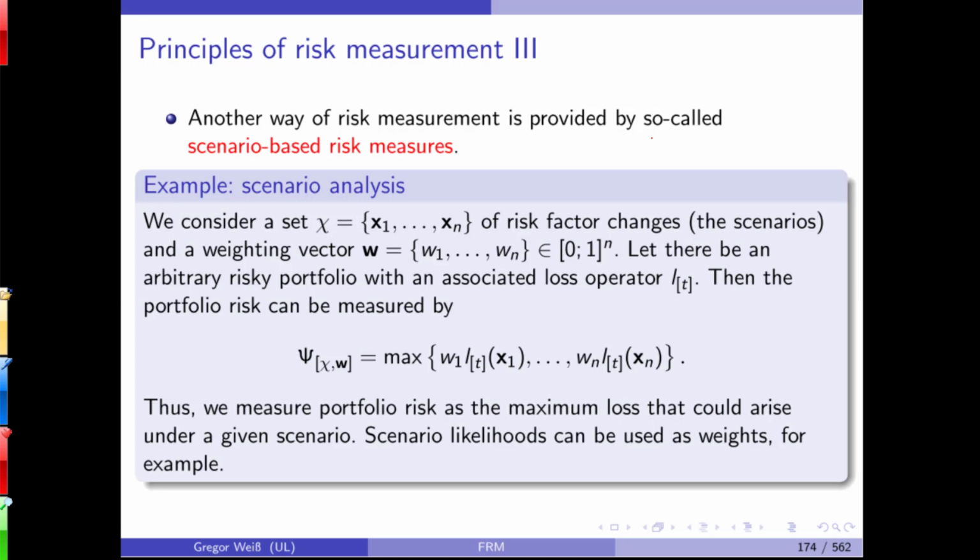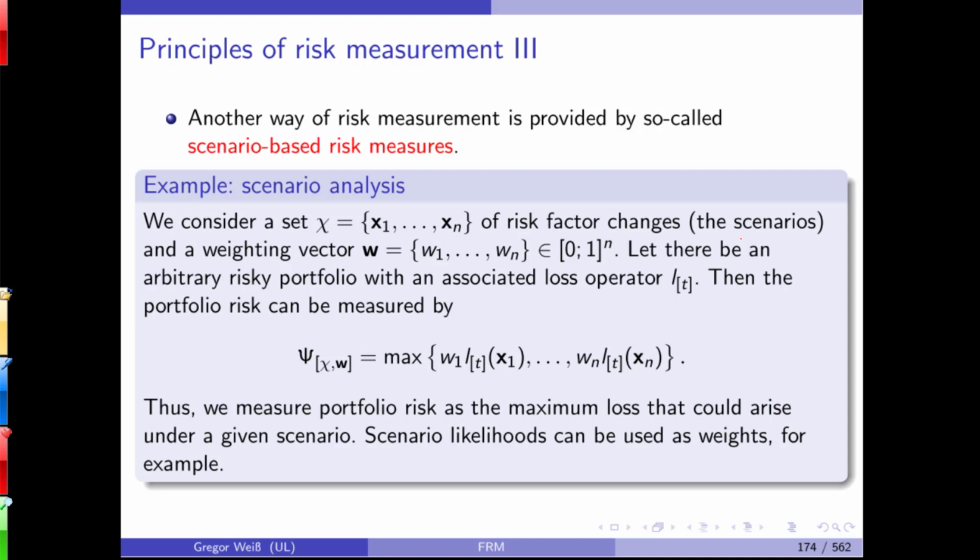This is an example I've taken from, I think, the Hong Kong Stock Exchange. We consider a set of risk factor changes x1 to xn. Remember that x1, x2, x3, these vectors, were changes in risk factors. And we are using a weighting vector, w. So let there be an arbitrary risky portfolio with an associated loss operator L. Then we can measure the portfolio risk by entering the different risk factor scenarios, weighting them, and then taking the maximum of this.